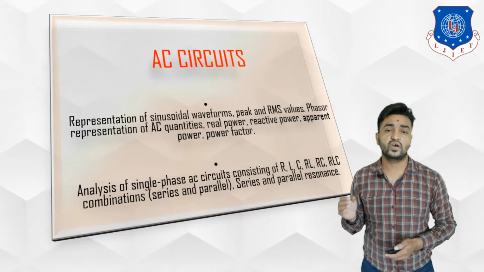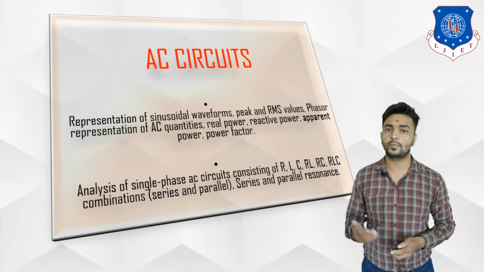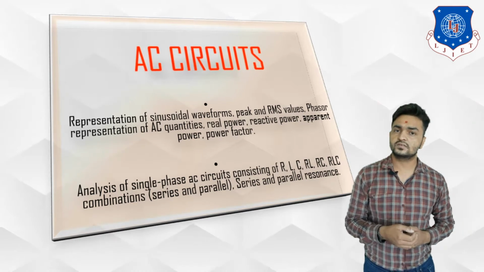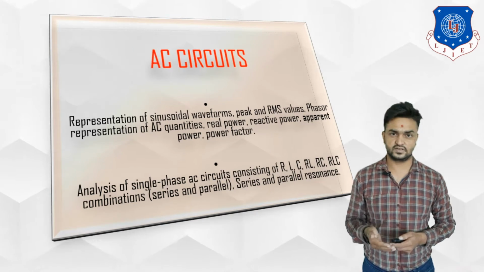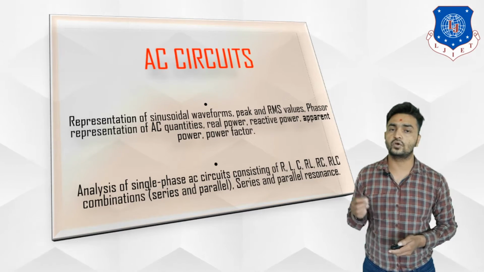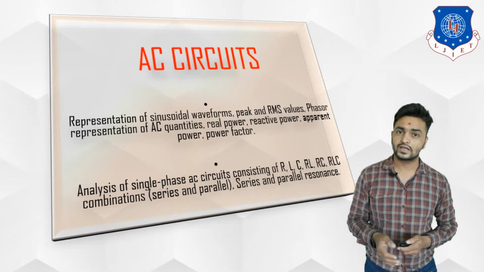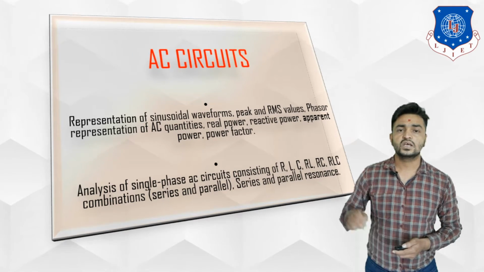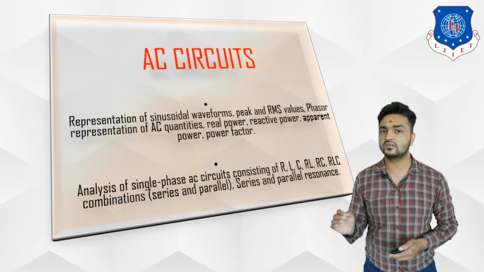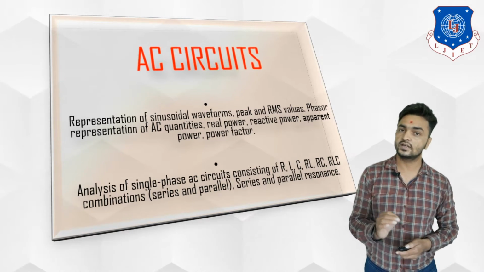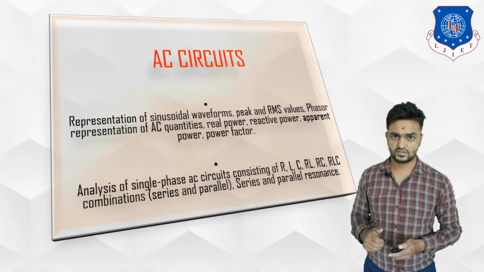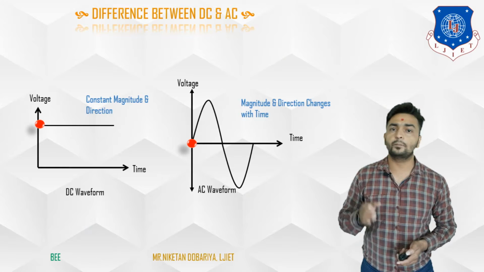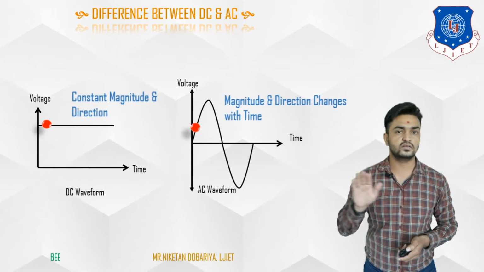Next, we will discuss various terms like active power, reactive power, apparent power, and power factor. Next, we will discuss various AC circuits like purely resistive circuit, purely inductive circuit, purely capacitive circuit, various series and parallel circuits, and lastly, in single phase AC circuits, we will discuss resonance condition for series and parallel circuits. So these are the contents of single phase AC circuits. Now let's start with the basic difference between DC and AC.